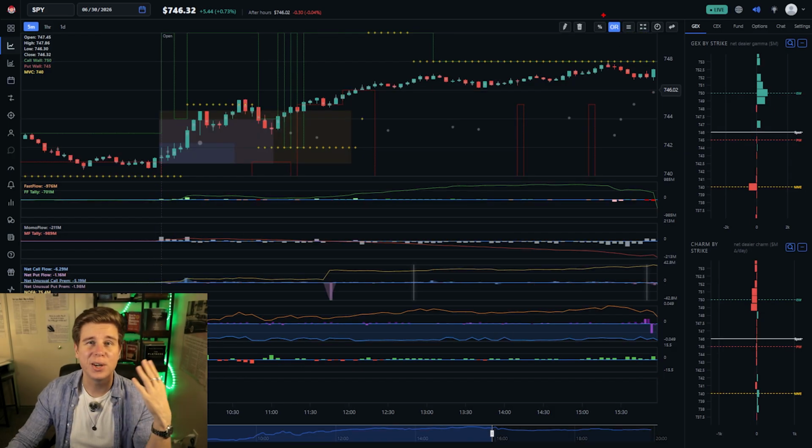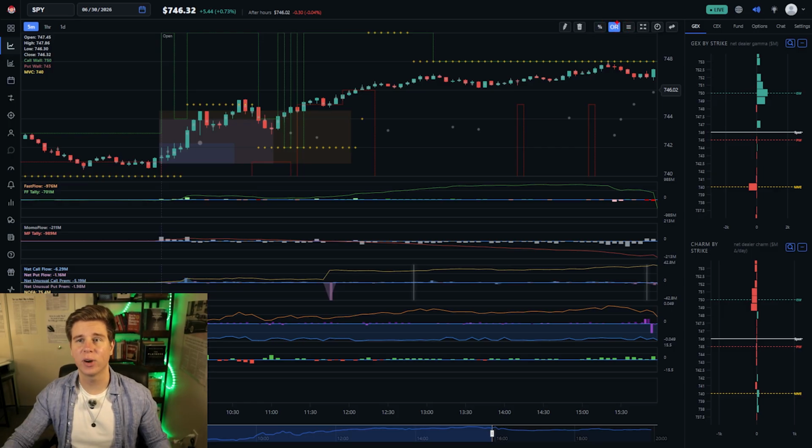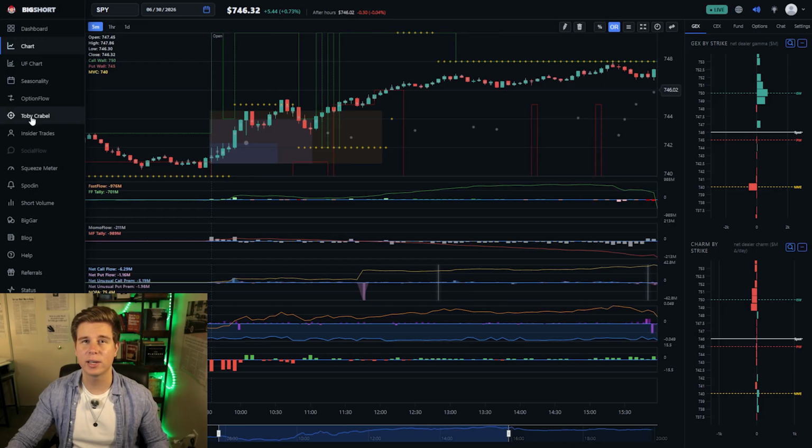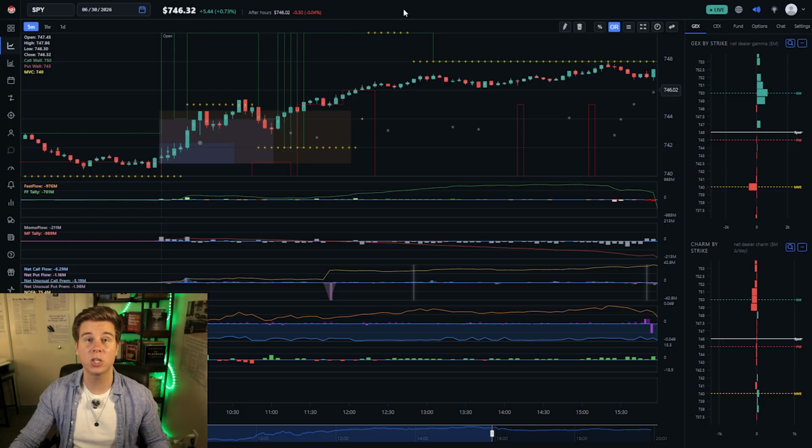And finally, we have the opening range breakout, or just opening range theory. Now, obviously, this is a price action concept, but because BigShort does have opening range indicators right here and also inside of the Toby Crabel section right here, which I'm going to go over in a little bit, this is something that you should be aware of. And especially if you trade SPY, definitely something that you should understand.